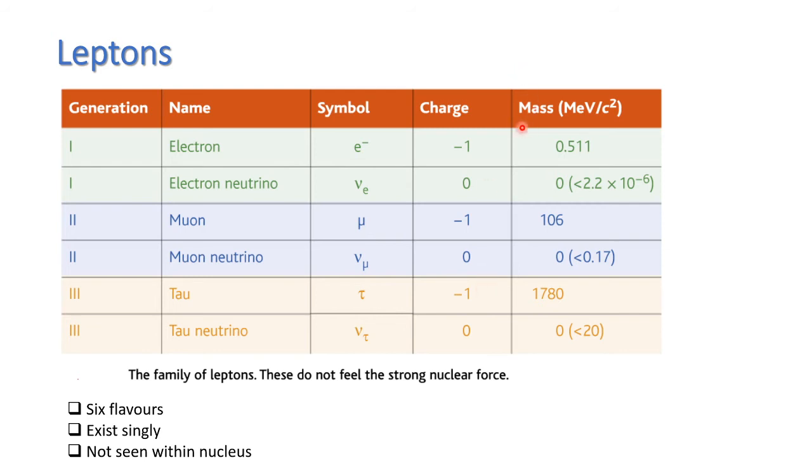So that is the thing that you can identify: across the generations going down, the mass is increasing. So in this family of leptons, there are 6 flavors, 6 types. This is what we call flavor. Then they exist singly, and these leptons are not seen within the nucleus. So we call that weak interactions, right?